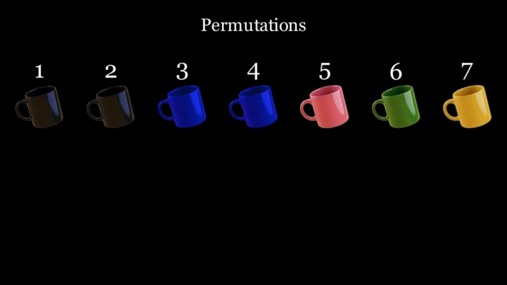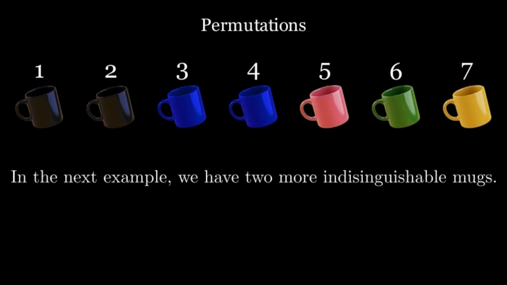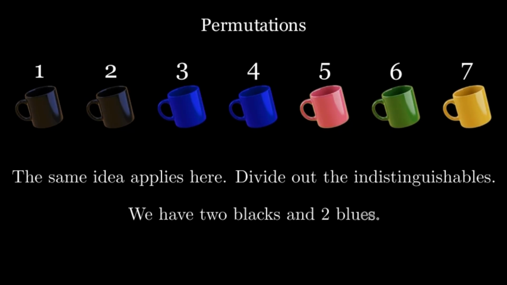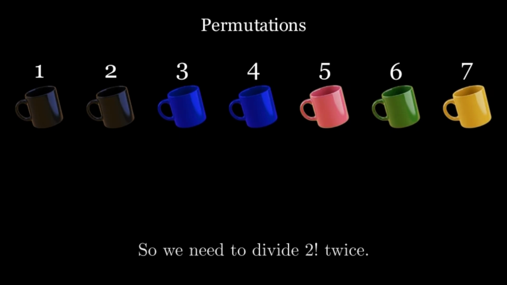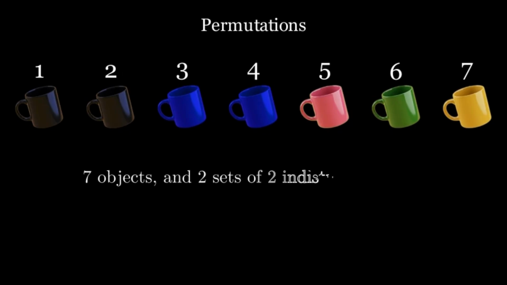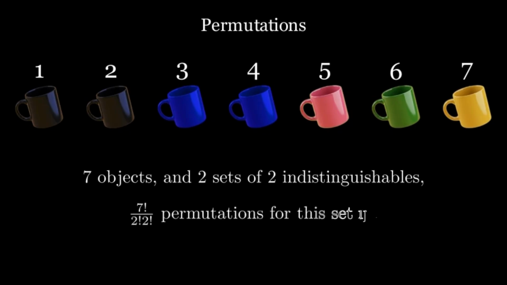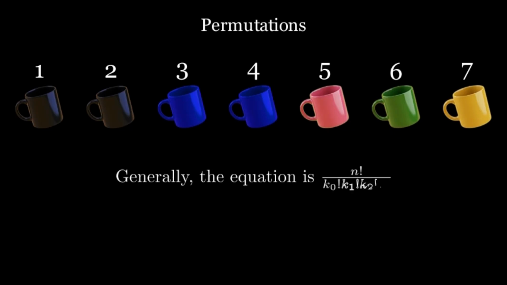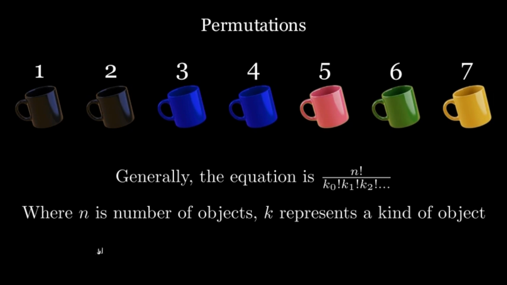So we would be dividing out 2 factorial twice, since there are 2 sets of indistinguishables that each have 2 mugs. This is all we have to do. Take the total number of objects and count how many mugs are in each indistinguishable. We take the factorial of the total number of objects, 7, and then divide it by each number of indistinguishables, 2 and 2. Generally, we take the factorial of the total number of objects and divide it by the number of each set of indistinguishables. It really is that simple, although it may not be very intuitive at first.